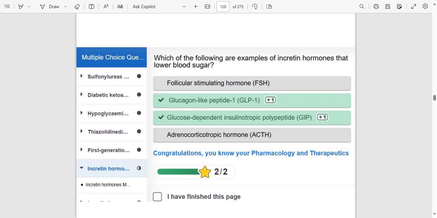Which of the following are examples of incretin hormones that lower blood sugar? We already mentioned these. We said that incretins, we have got those natural ones, GIP, GLP, sorry. We talked about those already. Next, follicle stimulating hormone. What are the effects of this hormone?